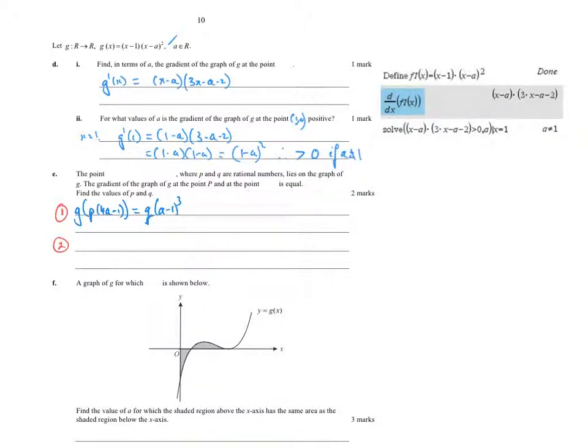is about the gradients. So here's my gradient over here, the gradient at the point (1, 0). So that means that g dashed of P, which is 4a minus 1, is equal to the gradient up here at x equal to 1, which is just 1 minus a squared. So there's my two equations. I put them into my CAS and get myself an answer.